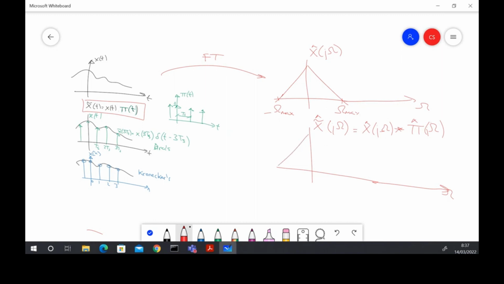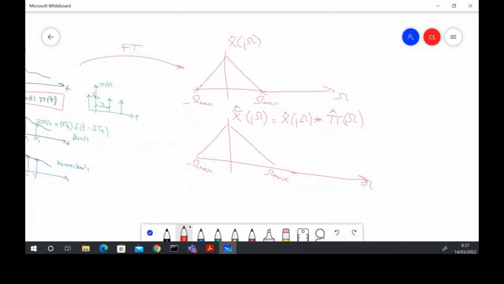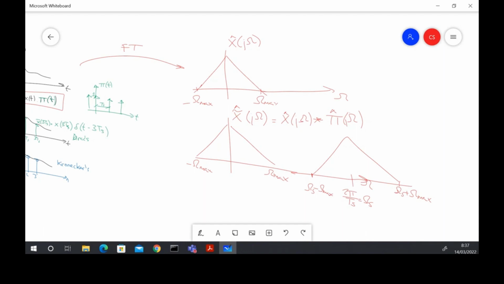So we will have this copy. But then, because of the convolution, we will have another copy at 2 pi. So let's say it's here. So this is 2 pi over Ts, that is the frequency associated to the sampling. And then this point here will be omega s minus omega max, and this point here will be omega s plus omega max. Then, yeah, it goes from minus infinity to infinity. I'm only copying one of them, but it will go from minus infinity to infinity.